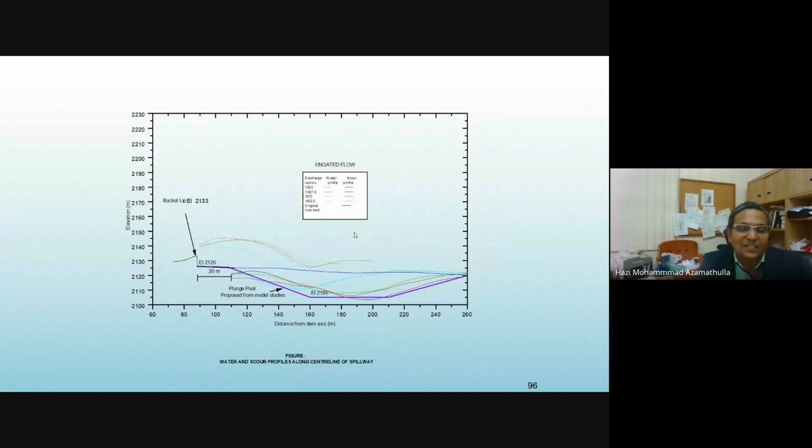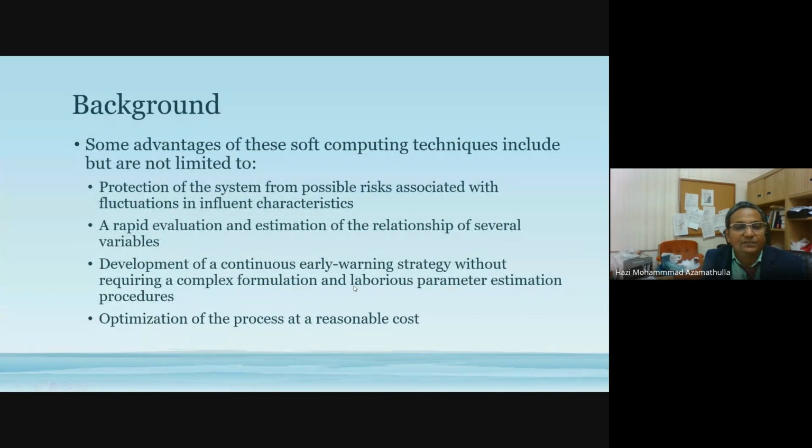Here you can see ungated flow, which means free flow, where the jet is not moving much, correct. It is 160 meters from the bucket lip. Next slide. So you need to design the plunge pool like this.